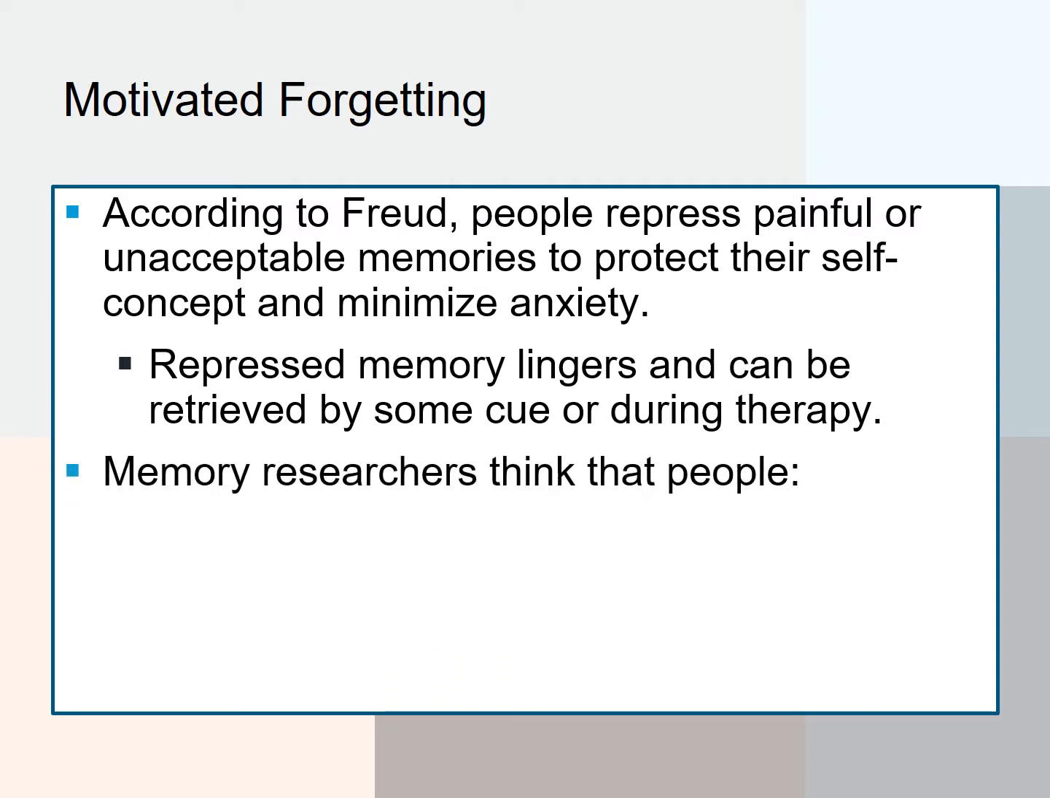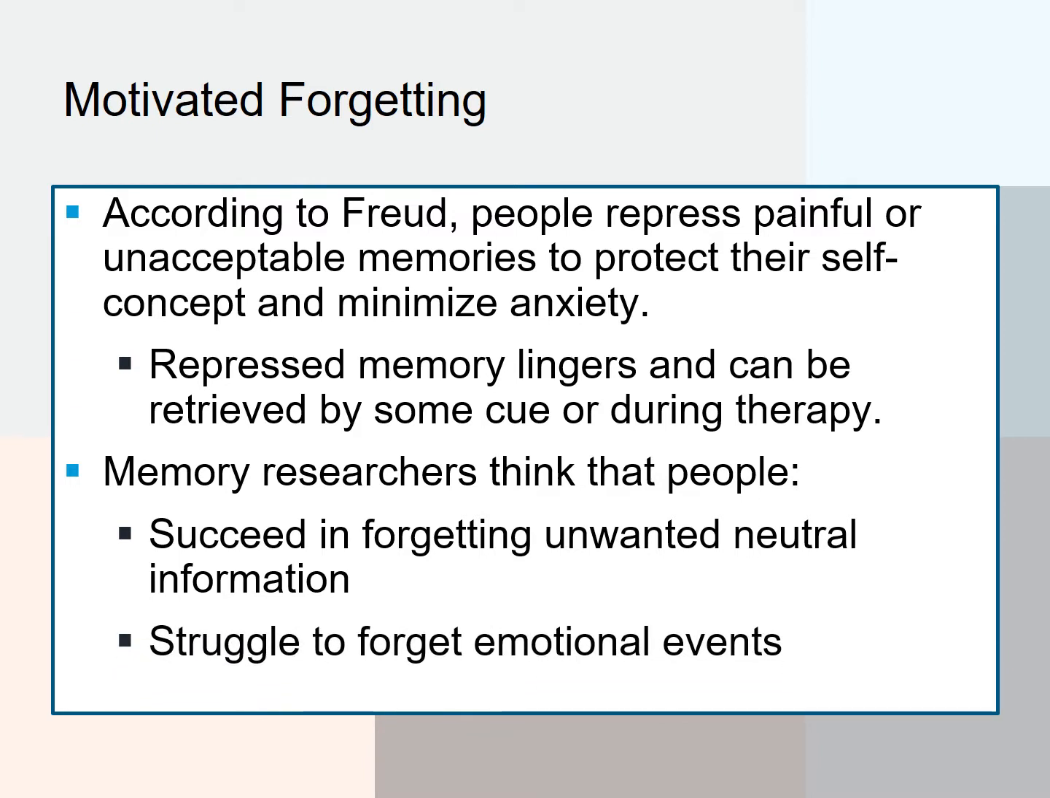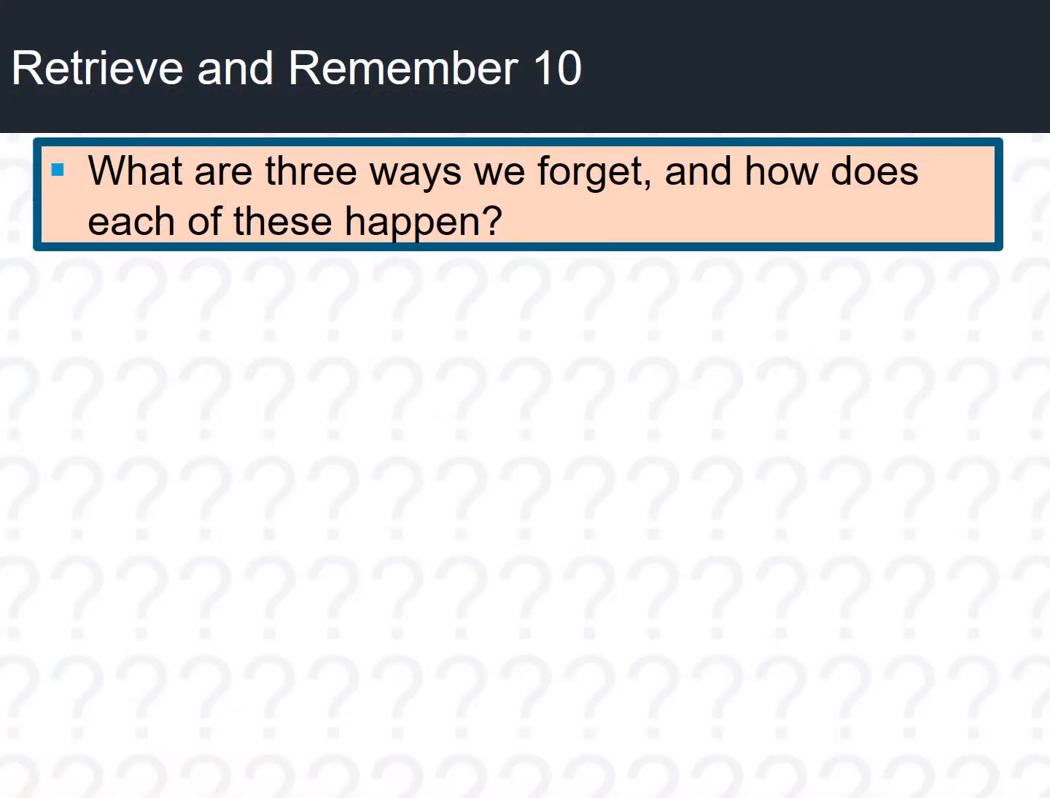Memory researchers think that people succeed in forgetting unwanted neutral information. Like I said before, it's not relevant, so you kind of focus on other things. We struggle to forget emotional events, however, just because they're encoded so well.